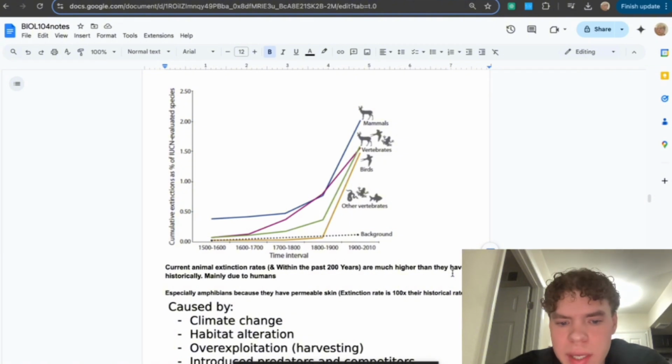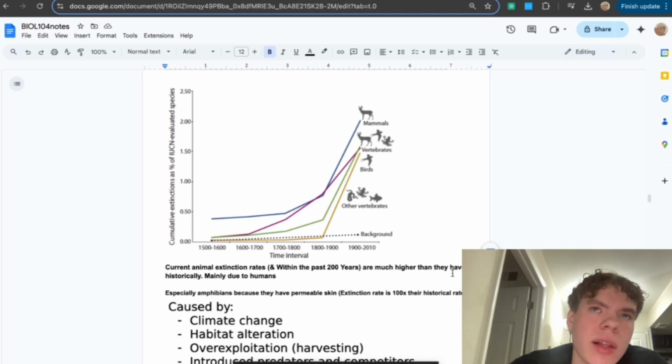Current animal extinction rates within the past 200 years are much higher now than they have been historically, mainly due to humans. I think current amphibian extinction rates are 100 times what they normally are. So think of a frog. Frog extinction rates are 100 times what they've been historically, primarily due to humans.